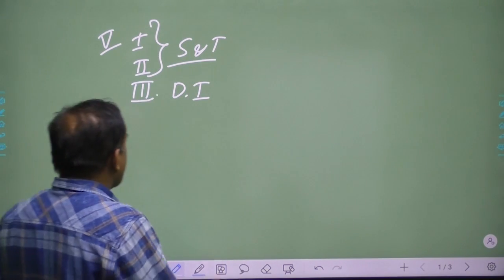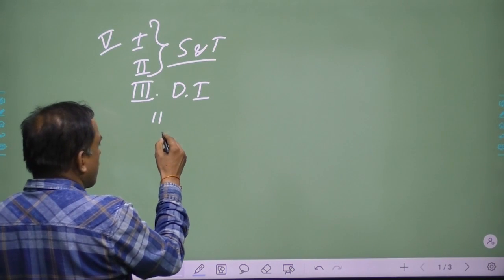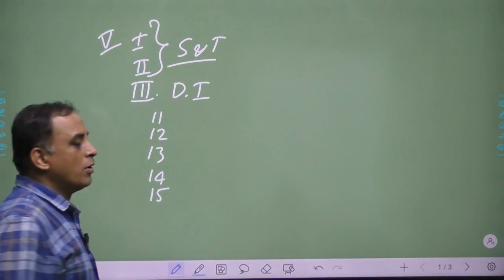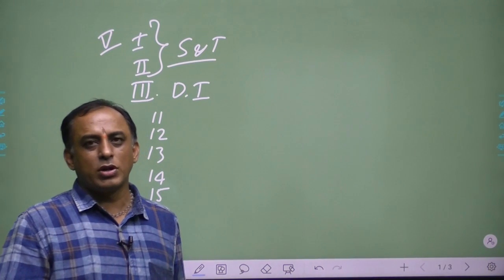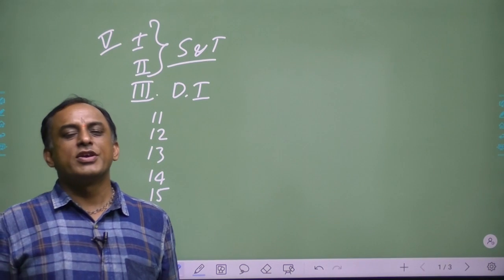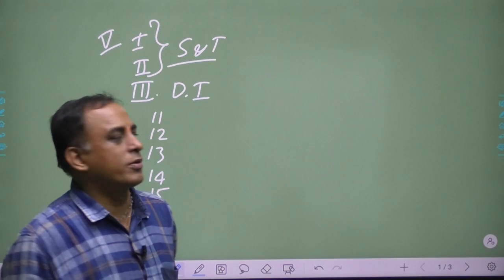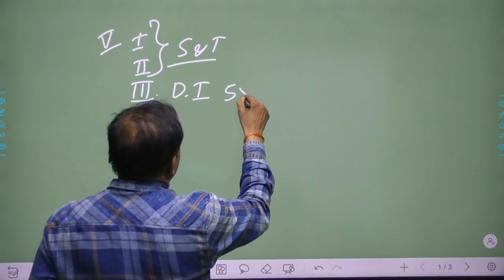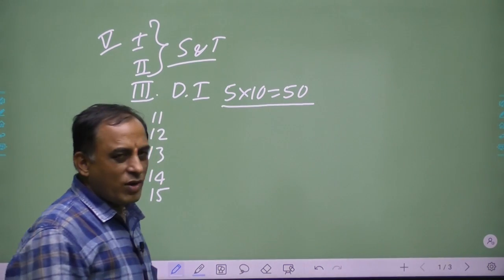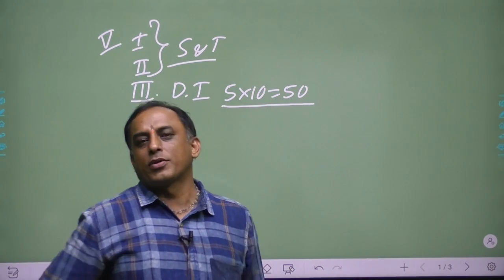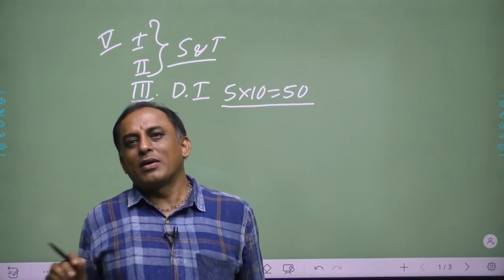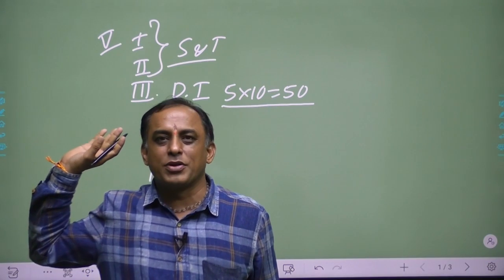In section 3, questions 11, 12, 13, 14, and 15 are there. In data interpretation, a total of 5 questions are there: the 11th to the 15th question. Each and every question carries 10 marks. So 5 into 10 is equal to 50 marks. Now, how to become a master? How to get 50 marks out of 50 from this data interpretation?